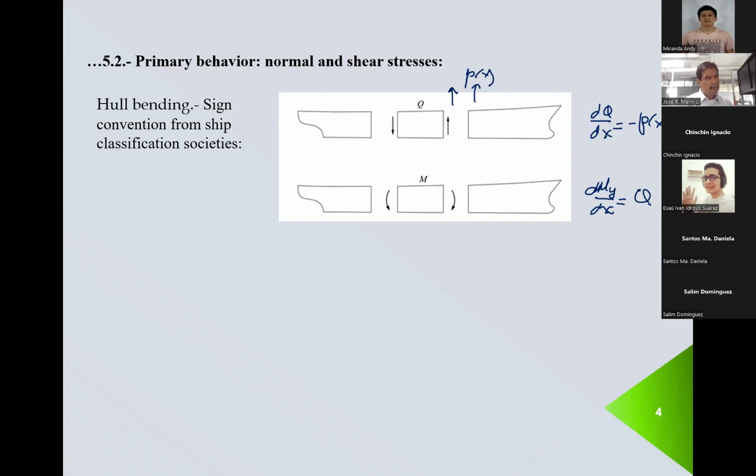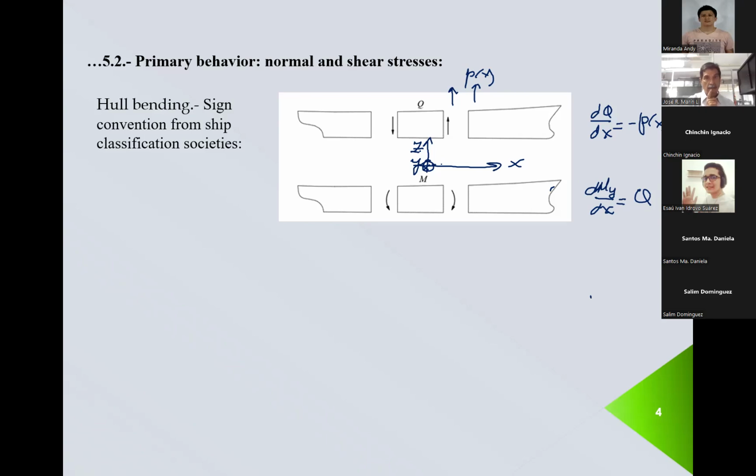Doctor, you put dMy because of the direction? Because in general, this is a 3D problem. So we need to start seeing this as X, Y and Z. X is forward, Y is in the beam direction, and Z is vertical. So Q should be the shear force in the vertical direction, in the Z direction. The bending moment for us, in the case of the hull beam, is in the Y direction. That's in the beam direction.